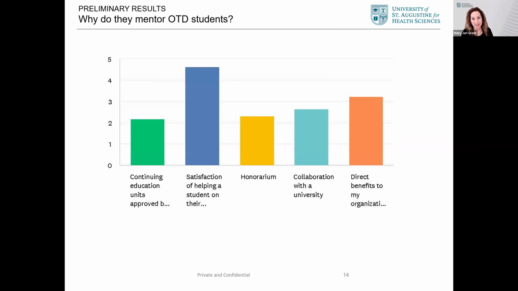We asked about the incentives for mentoring capstone students since mentors volunteer their time to do this. When asked why, the participants indicated the number one answer choice, satisfaction of helping a student in their professional journey. This is followed by direct benefits to their organization, the opportunity to collaborate with a university, receiving an honorarium, and lastly, receiving continuing education units.